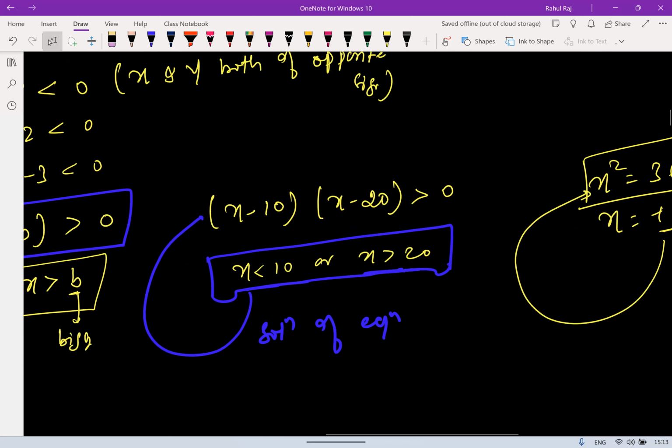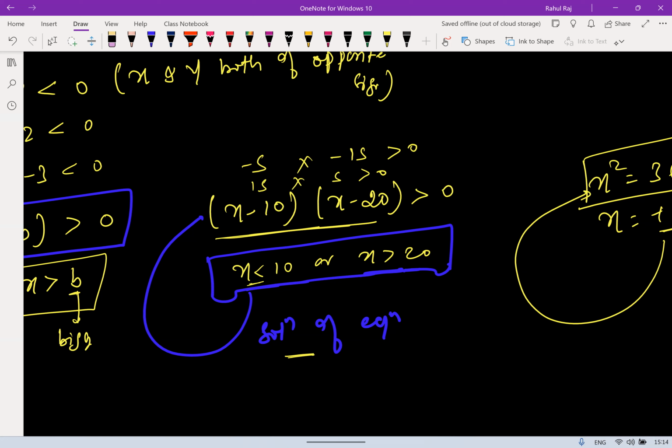So when I say this is the solution of the equation, it simply means you put any value of x that is less than 10 into this equation and this entire equation should be satisfied for sure. So imagine I take a value of x less than 10. Let's say x is equal to 5. 5 minus 10 is negative 5. 5 minus 20 is negative 15. Minus 5 into minus 15 is greater than 0. Or you put any value of x greater than 20, this equation should be satisfied. Imagine I put 25. 25 minus 10 is 15. 25 minus 20 is 5. 15 into 5 is greater than 0.